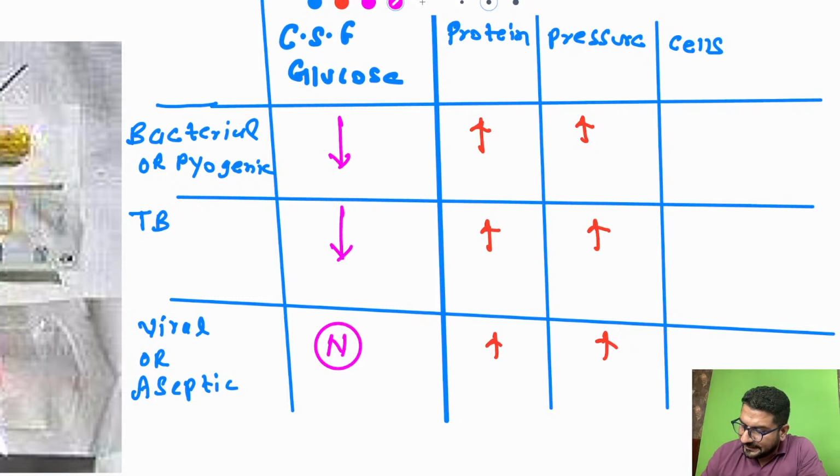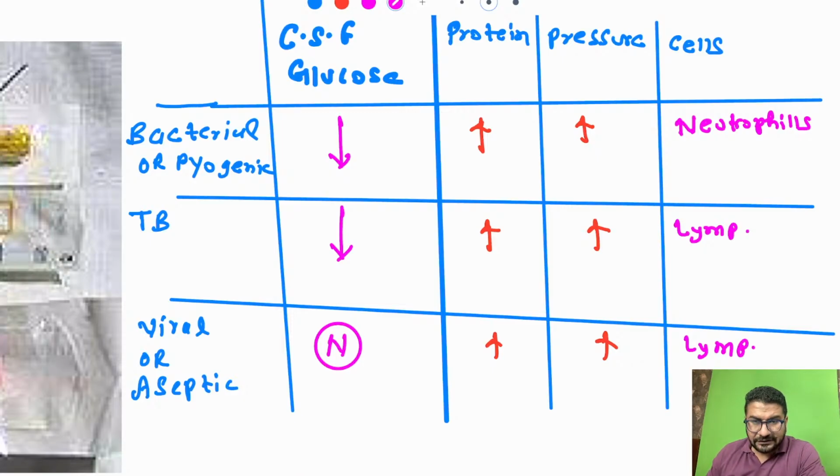Now, which cells will increase? In bacterial meningitis, the cells which increase are neutrophils. So neutrophils will be more. In TB, you will see lymphocytes will be more, and in viruses also lymphocytes will be more. So these are the differences you have to remember for the different meningitis.